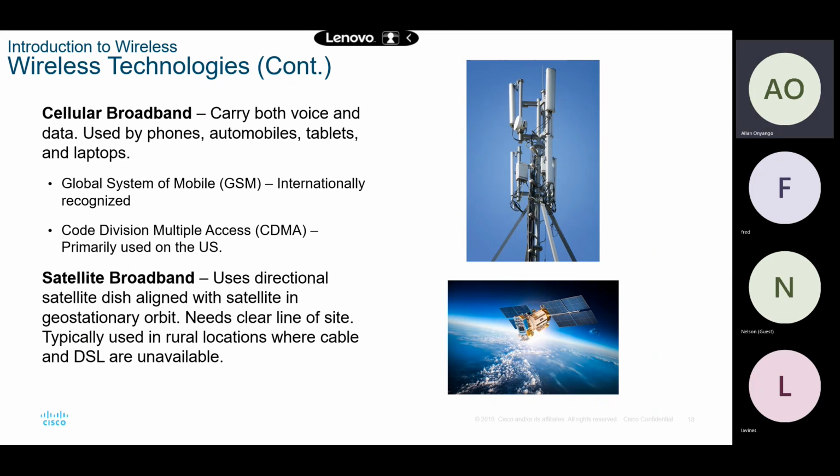And it uses these two modes. We have the Global System for Mobile communications, GSM, which is internationally recognized. But the second one, CDMA, Code Division Multiple Access, is primarily used in the United States. So that is a cellular broadband network. And the word cellular comes from the cell towers, which interconnect, like the one shown on the right, to provide connectivity to devices from different parts. And then we have another one called satellite broadband.